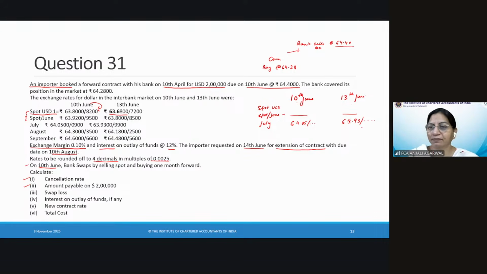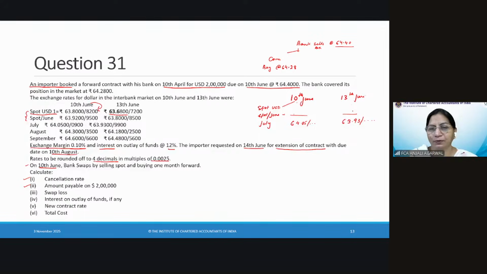Ma'am, that spot given for June, that spot given for June forward is for the whole June. It's not for the specific date. Whole June. Right. Whereas this is specific for 10th June. This is specific for 13th June. But spot June is applicable for any time from 10th June till the end of June. And spot June on 13th June is applicable from any time from 13th June till the end of June.